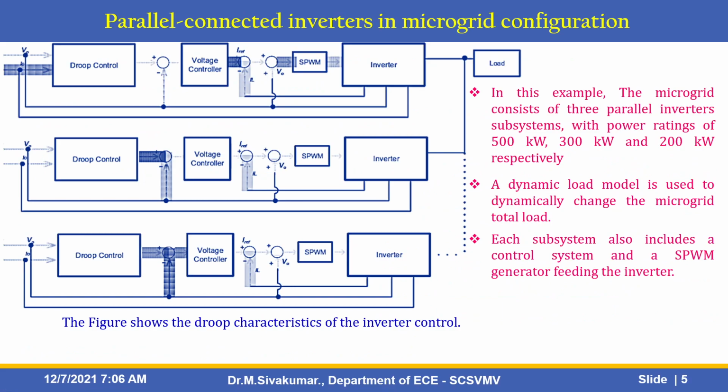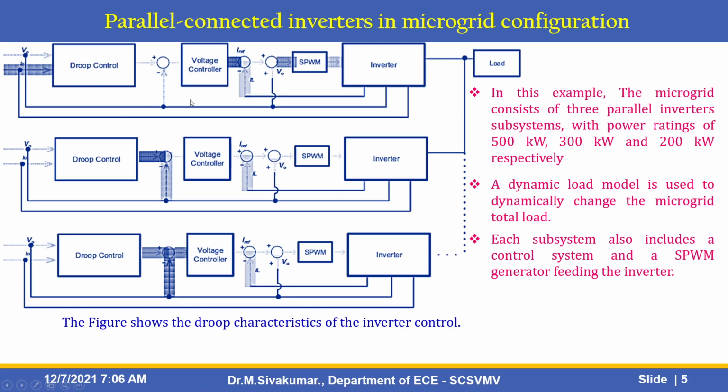These are parallel connected inverters in a microgrid configuration. Here droop control is applied in each and every inverter. A voltage controller and a PWM generator feeding the inverter are also there. Finally, a dynamic load model is used here. This figure shows the droop characteristic of the inverter control. What blocks are needed? Droop control block, voltage controller, PWM, inverter, and finally the load.